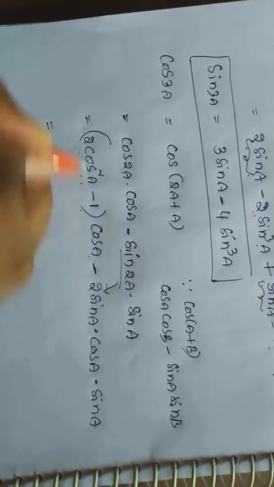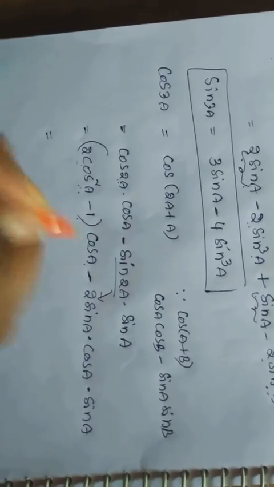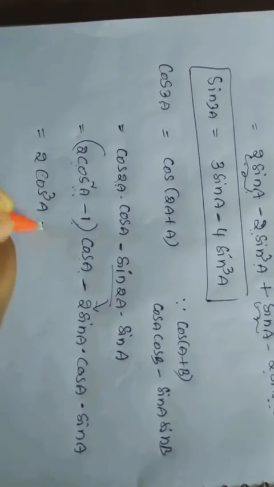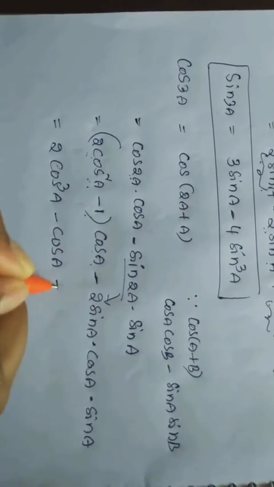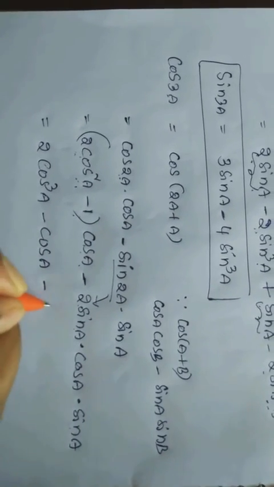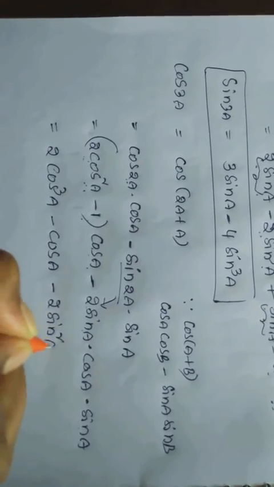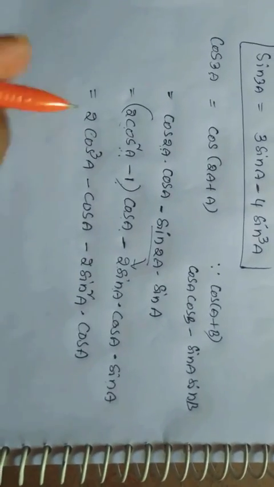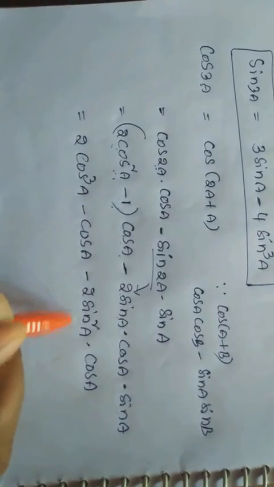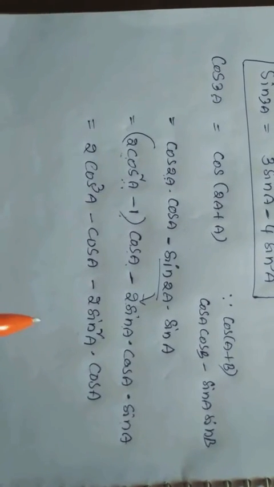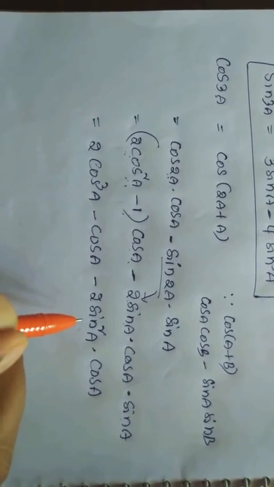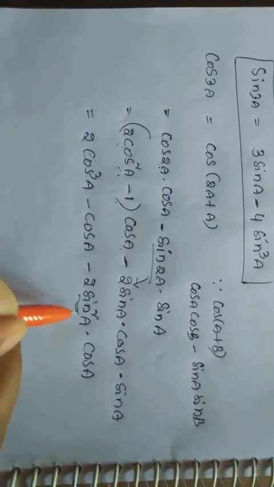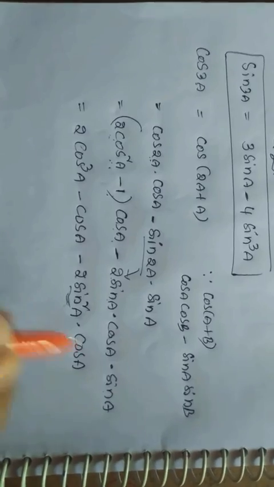So here 2 cos square A minus 1 into cos A, if you multiply, it will become 2 cos cube A minus cos A, minus 2 sin A into sin A, which will become 2 sin square A into cos A. Entire function should be in terms of cos function. So we have to write sin square A in terms of cos square A. We have to remember the identity: sin square A plus cos square A is equal to 1. So sin square A we can write as 1 minus cos square A.